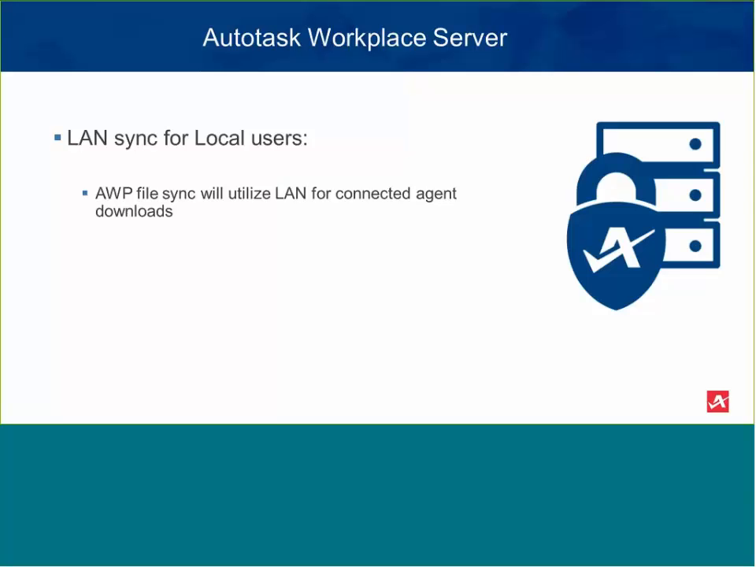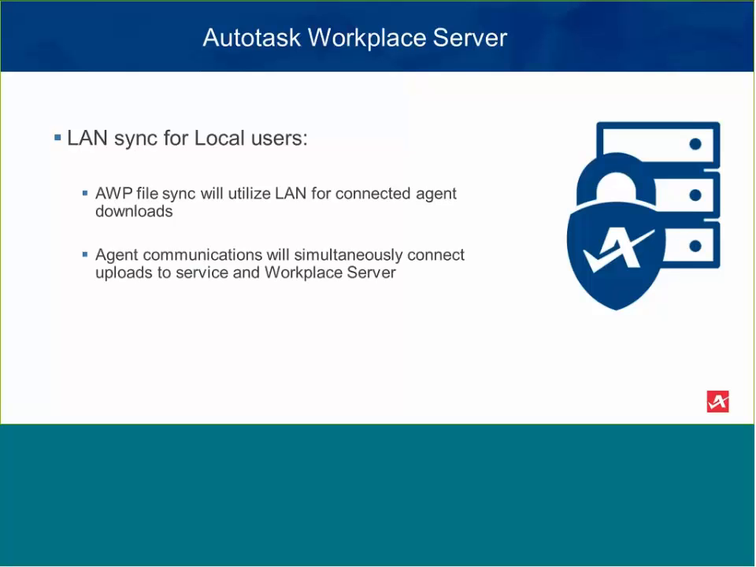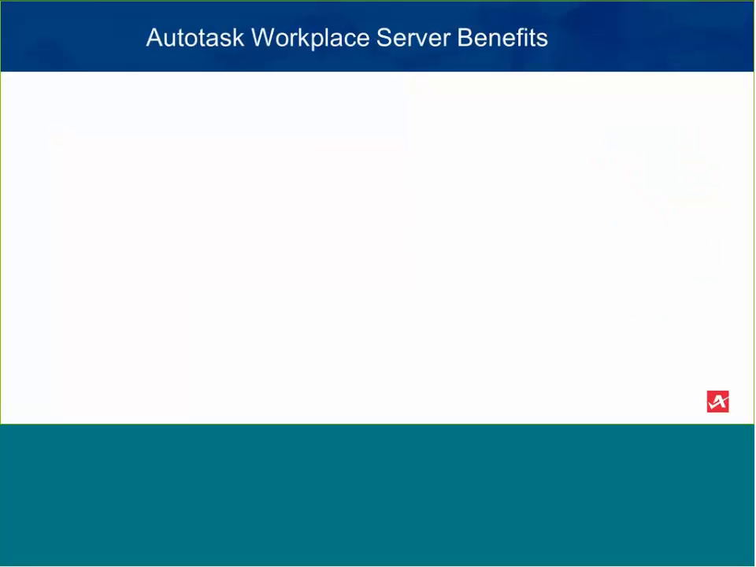If you have a remote user, a mobile user with a laptop who typically works remote, they're syncing over the internet. If they come into the office and connect to the network, they will sync over the LAN, and that will take up less bandwidth on your internet connection and also improve the speed of synchronization. So a nice feature called LAN sync, and agent communications will simultaneously connect to the service and the Workplace Server. It's smart enough to know what to do.